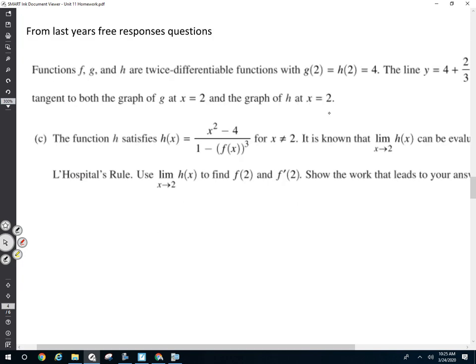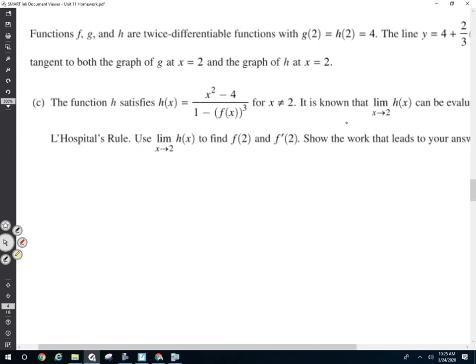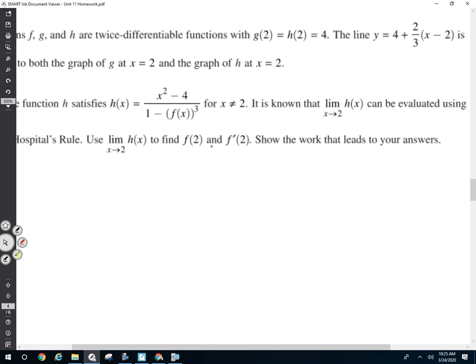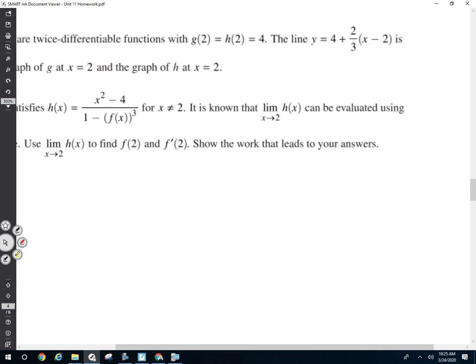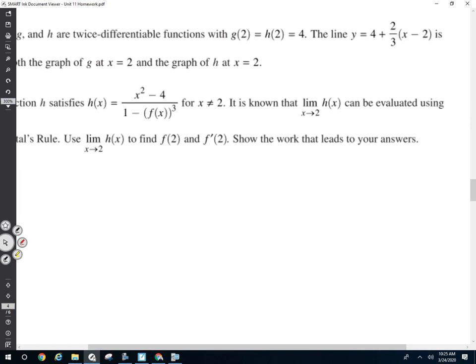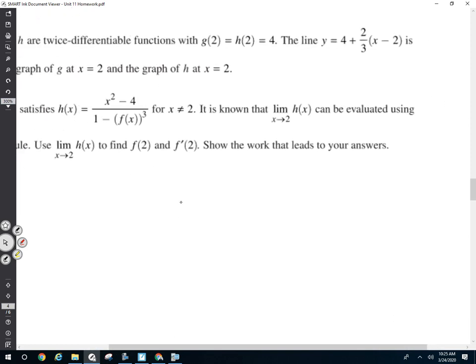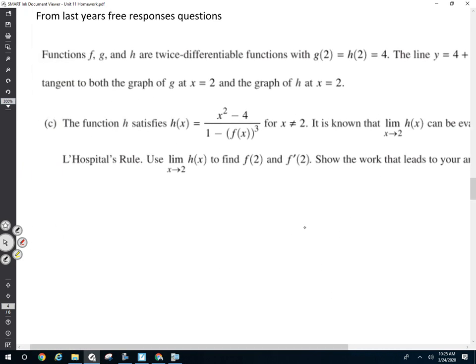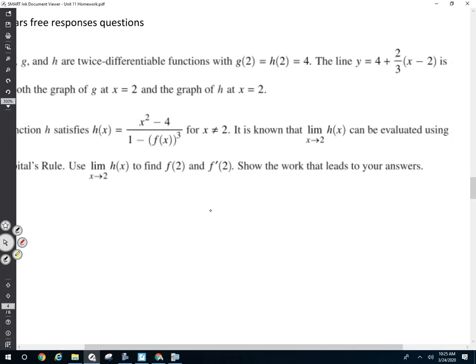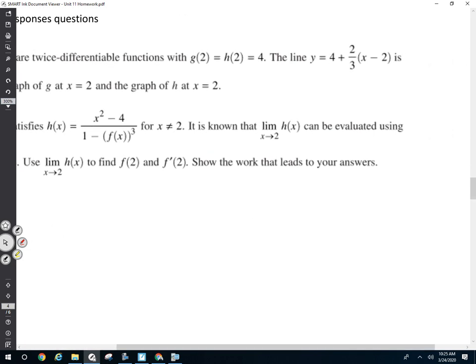All right, from last year's free response questions, here we go. Functions f, g, and h are twice differentiable. g of 2 equals h of 2 equals 4. This is a tough question. The line y equals 4 plus 2/3 times x minus 2 is tangent to both the graph of g and the graph of h at 2. Well, that means g prime of 2 equals h prime of 2, which equals, if this is a tangent line at the point (2, 4), the slope's got to be 2/3.